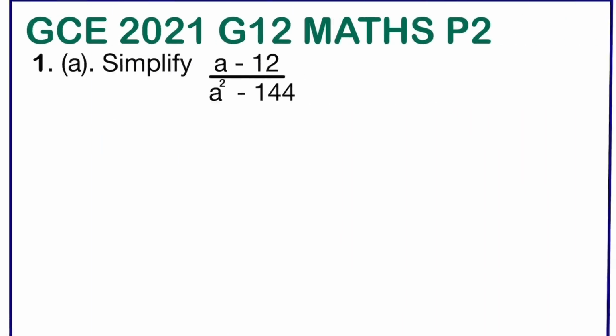So looking at this question, we can automatically identify that the denominator 144 is the same as 12 squared. So we can apply difference of two squares in this question. So we are going to have a minus 12 over a squared minus 12 squared. So the denominator is a difference of two squares.